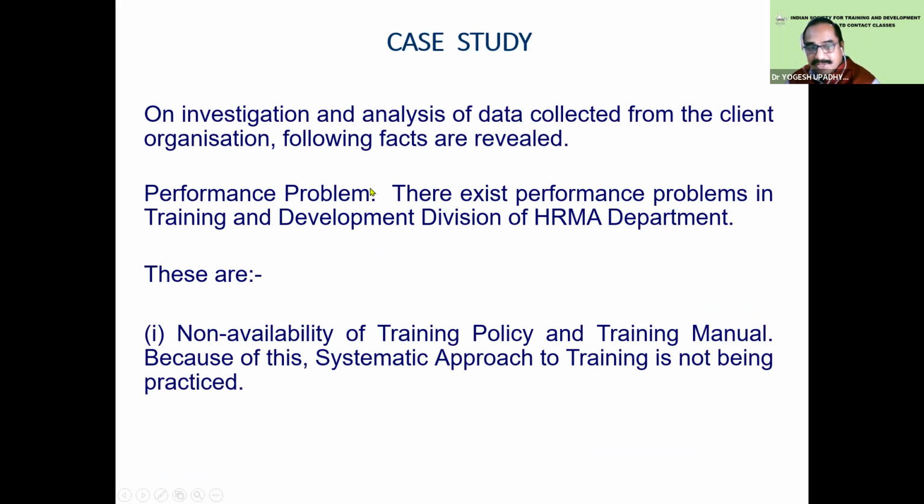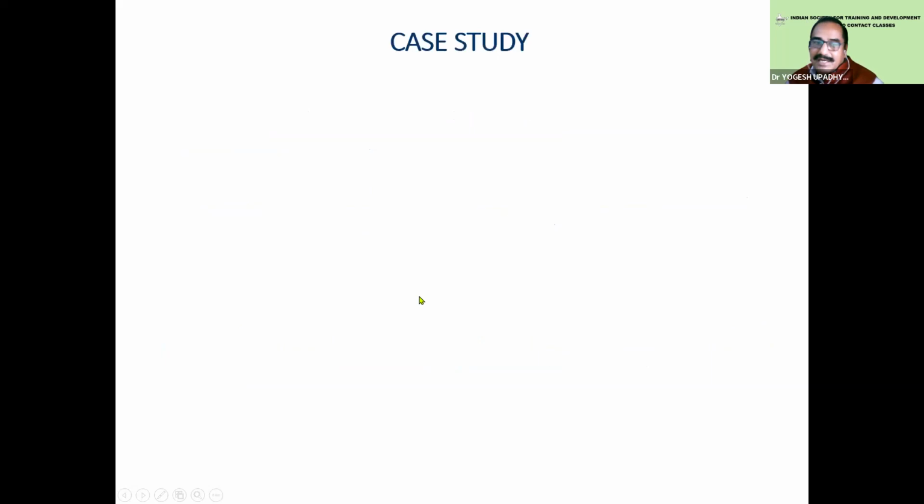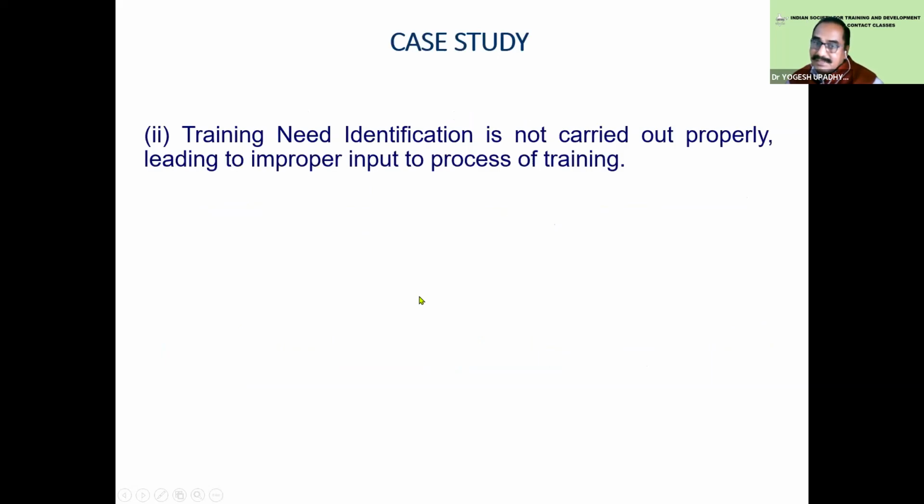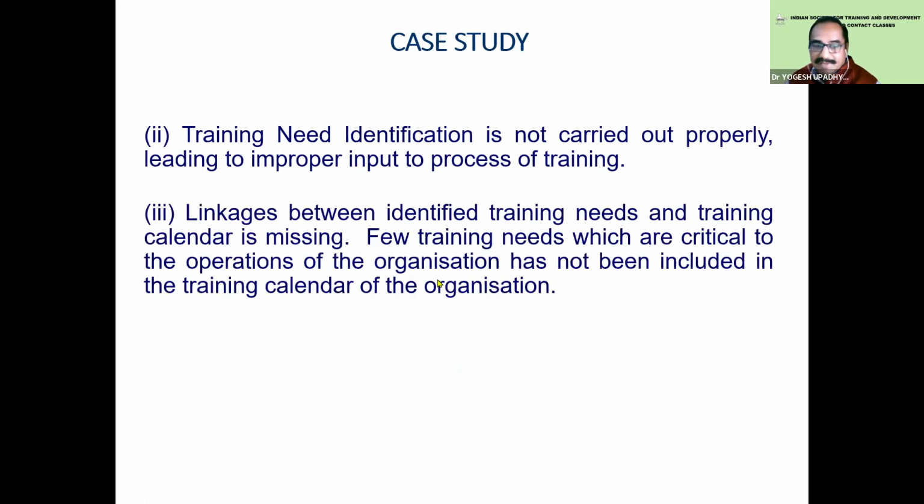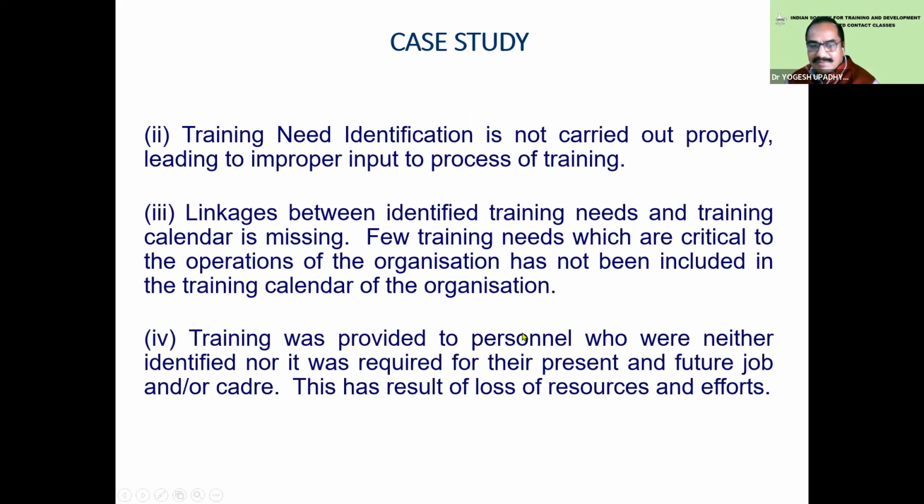Okay. Now this is the problem. The problem is in the HRA. Now the cause is that the training calendar is not there, and training need identification is not carried out properly, leading to improper input to the process of training. Linkages between identified training need and training calendar are missing, and training was provided to persons who were neither identified nor required it for their present or future job. So now this is a loss of efforts.